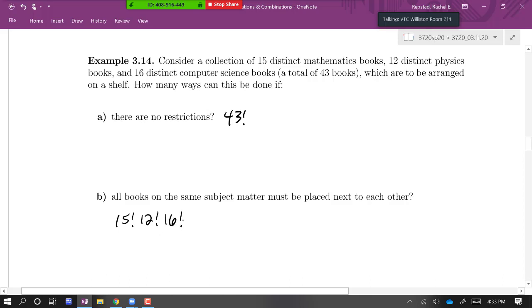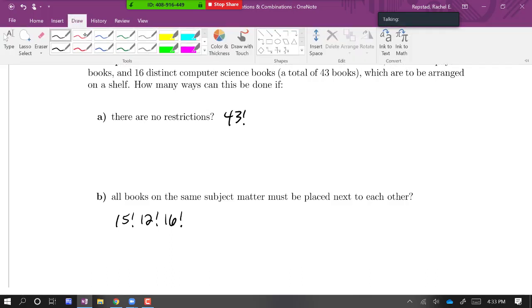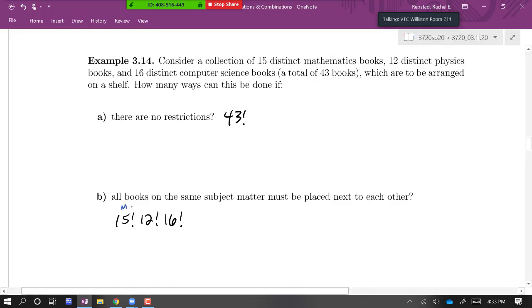Now, we're not quite done with this part, right? So this is putting the math books together, the physics books together, the computer science books together. But look what I did. When I wrote it out that way, I said I'm putting the math books first, and then the physics books next, and then the computer science books. But the subject matters don't have to be in that order, right?